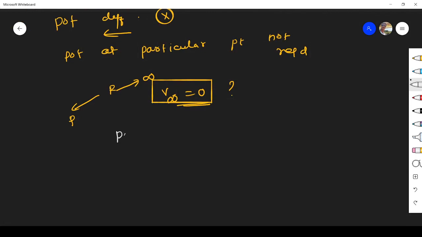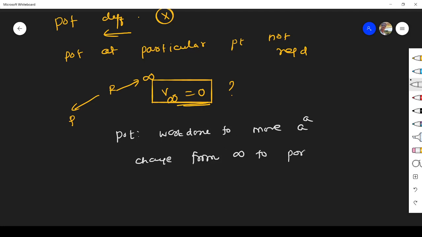So potential is work done to move a charge from infinity to a particular point with a constant velocity. That word is very important.